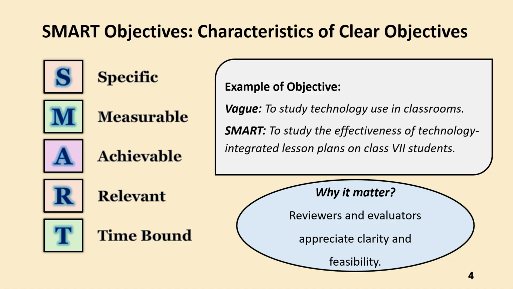Why it matters, why is a SMART objective required? It helps reviewers and evaluators to appreciate clarity and feasibility, because you are going to present your research proposal in front of some people or institution, or you are going to submit it for funding. So ultimately you are giving it to somebody else to evaluate, that this is my research and I wanted to do this with the help of this certain methodology, tool or whatever you are doing. So ultimately you have to make a proper impression.